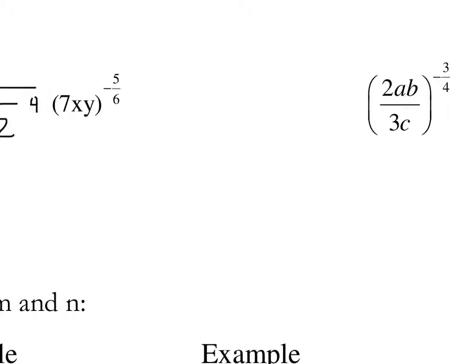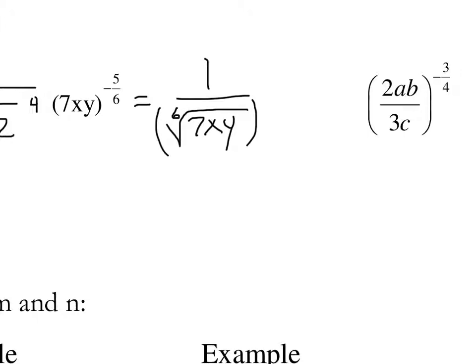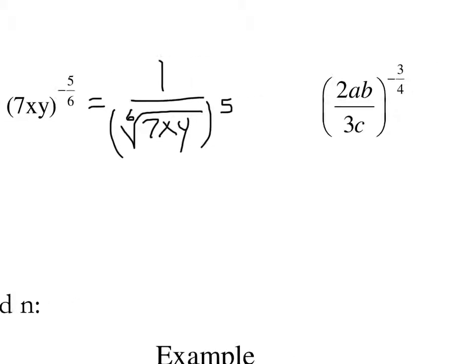7xy, that quantity, raised to the negative 5/6. Negative exponent means we have to take it to the denominator. I'm going to go ahead, and while I'm down there, I'm going to realize that that 6 in the denominator means it's the 6th root, and then I can raise that to the 5th power. And really, that's all you can do with that. We don't know what x and y are, so we're through.